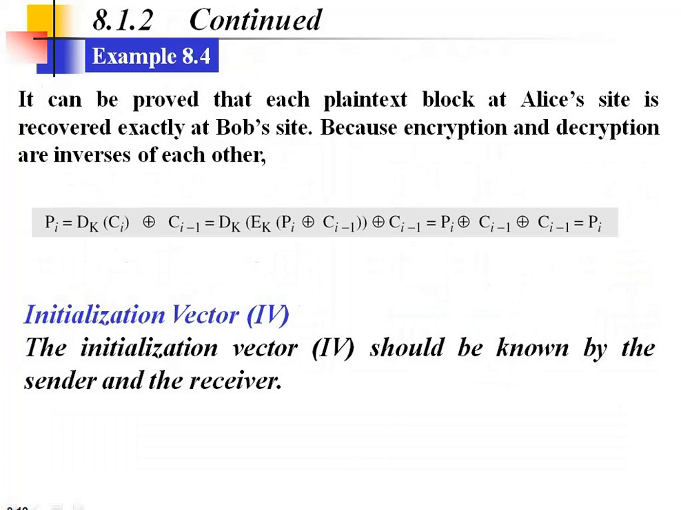And we can easily prove that the plaintext block at the Alice site is recovered exactly at the Bob site by this formulation. And the initialization vector should be known to the sender and the receiver beforehand. So for that, the ECB mode could be utilized to send the initialization vector between the sender and the receiver.